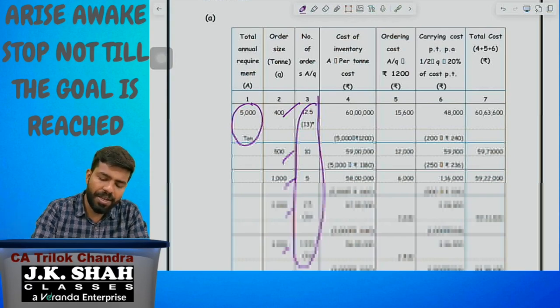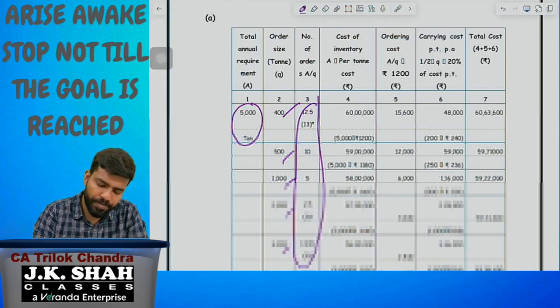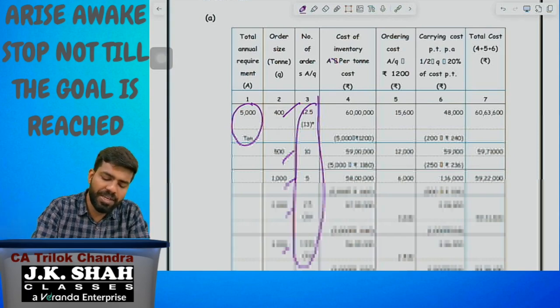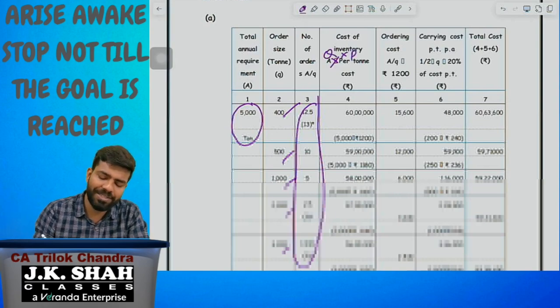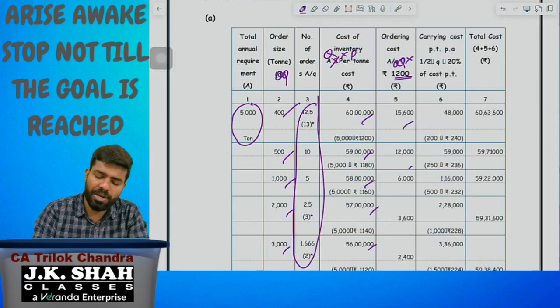Here they calculated cost of inventory. Cost of inventory A into per ton cost, nothing but quantity into price. What they mean to say? Quantity into price. They calculated 60 lakhs, 59 lakhs, 58 lakhs, 57 lakhs, 56 lakhs. Ordering cost A divided by OQ. Here they take it as Q, take it as OQ. A divided by OQ into ordering cost per order 1200. They are getting ordering cost.